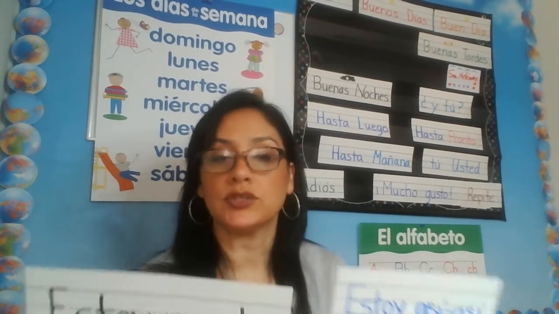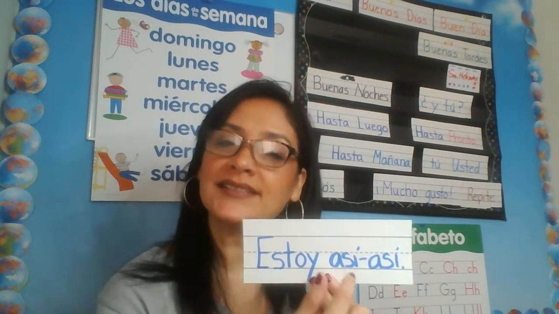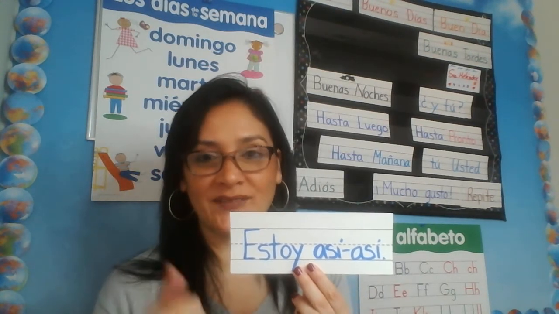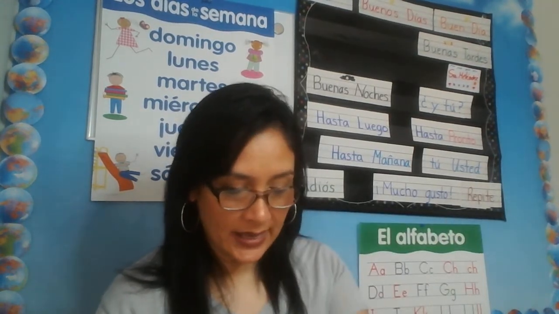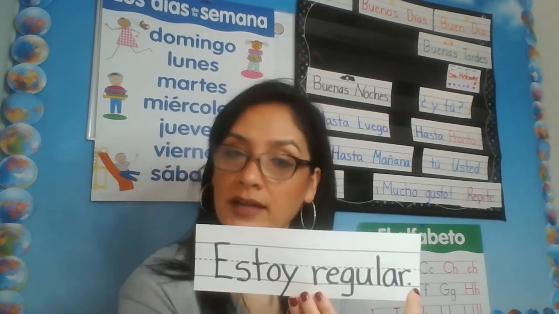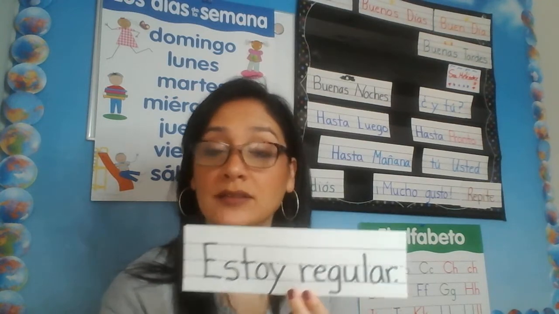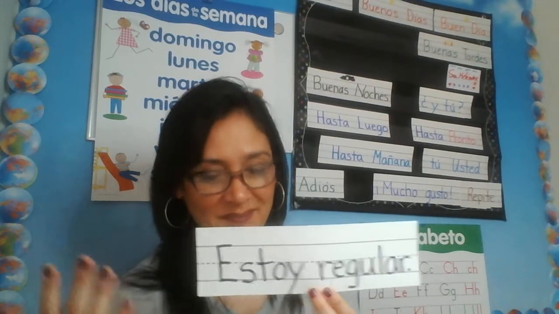Maybe you're just feeling okay. There are two ways I'm going to teach you. The first one is estoy así así. Repite, estoy así así. Muy bien, very good. Estoy así así means I'm so-so, I'm okay. Another way to say I'm okay, estoy regular. Repite, estoy regular. Regular looks like the word regular in English. Regular in Spanish means okay, and estoy means I am.